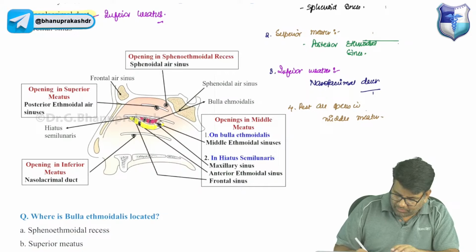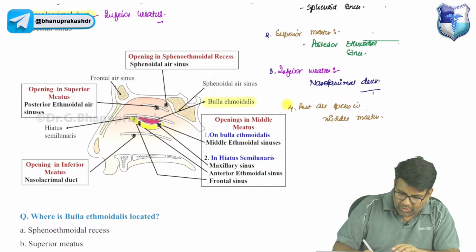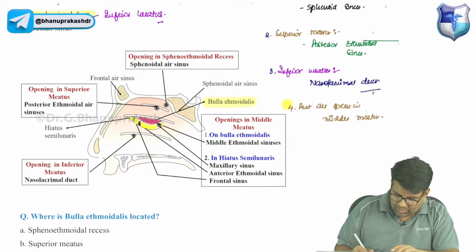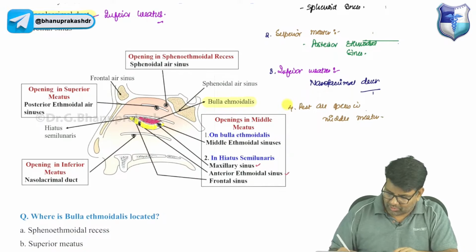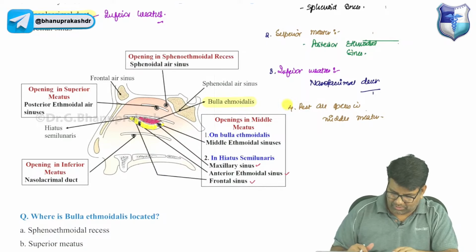This is bulla. And in bulla ethmoidalis, there is the opening of the middle ethmoidal. This is bulla ethmoidalis. The raised area is bulla ethmoidalis, and below that we have the hiatus semilunaris, which has the openings for maxillary, anterior ethmoidal, and frontal. Please remember like this.